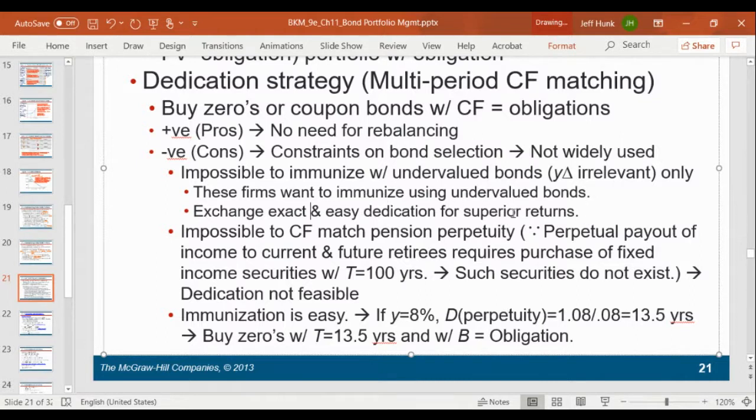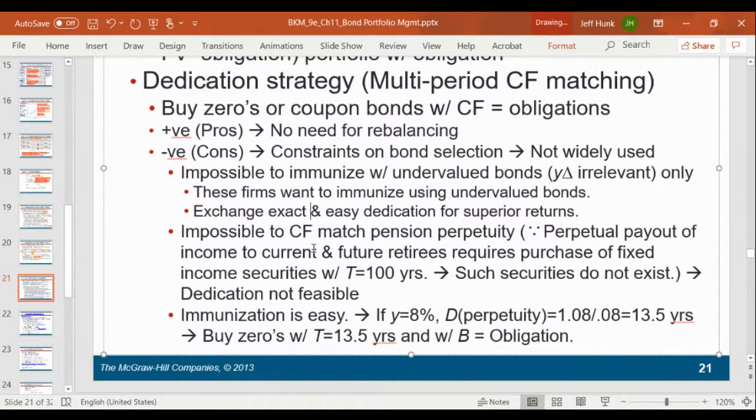These firms want to immunize using undervalued bond exchange. So they are trying to trade off, right? It's a trade off between an exactly matched portfolio with a superior return. In other words, it's an exchange between exact and easy dedication for superior returns, right? And it becomes almost impossible.